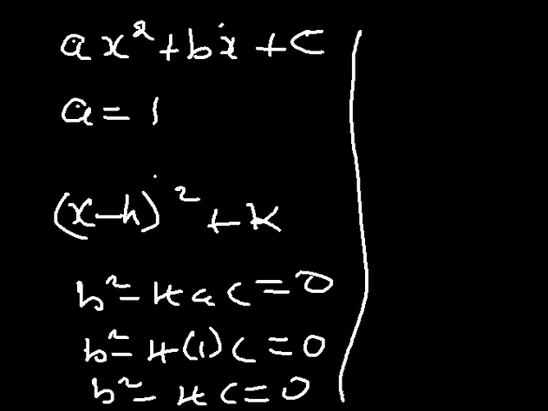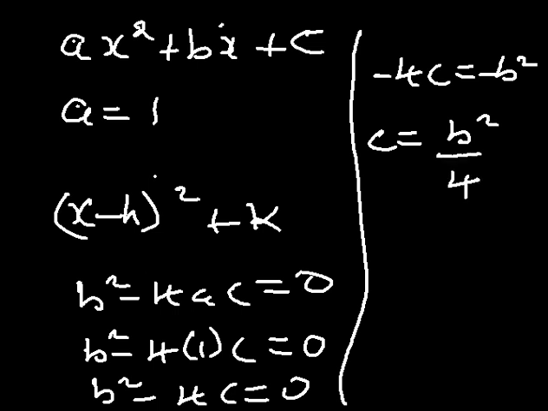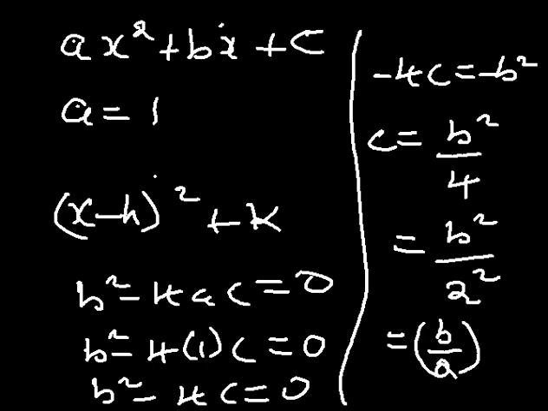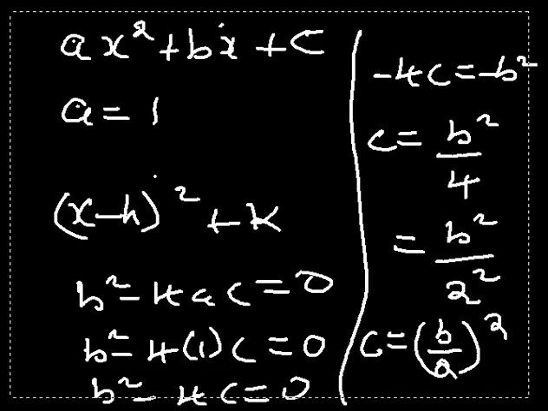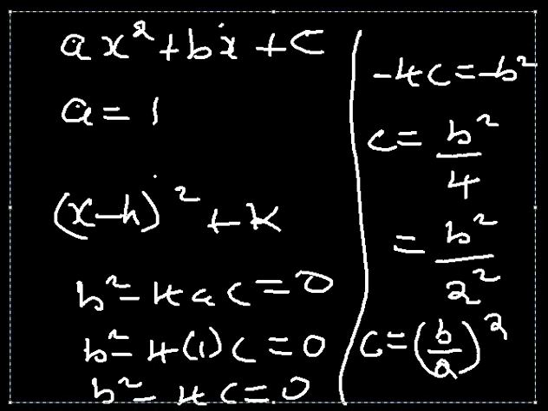At the end of the day, we'll have negative 4c being given as negative b squared. Then we have c being given as b squared over 4. That is the same as b squared divided by 2 to the power 2 using the laws of indices. That is the same as b over 2 to the power 2. So that is the formula we can use to solve for c in case it is necessary. And you'll see how best c will be important in completing the square of the quadratic expressions.